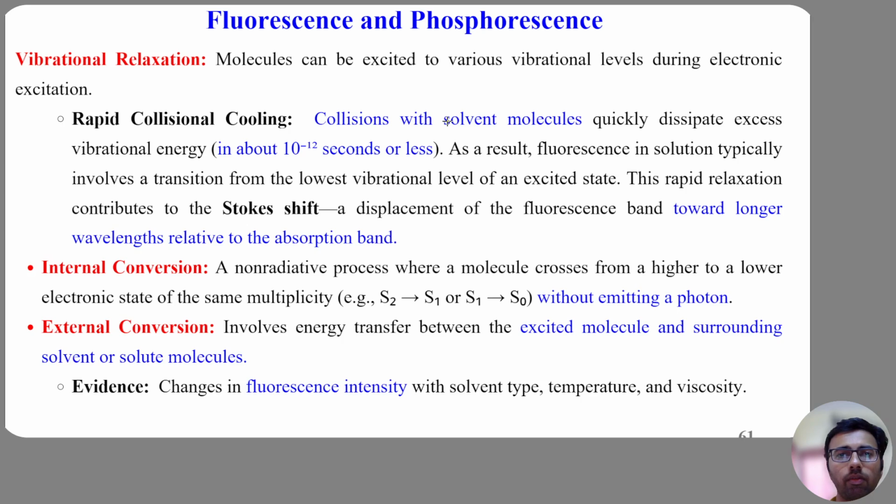Because the return from the triplet to the singlet state is spin forbidden, the emission probability is low and the lifetime becomes long. Therefore, phosphorescence can continue from milliseconds to several seconds, even after the excitation source is switched off.